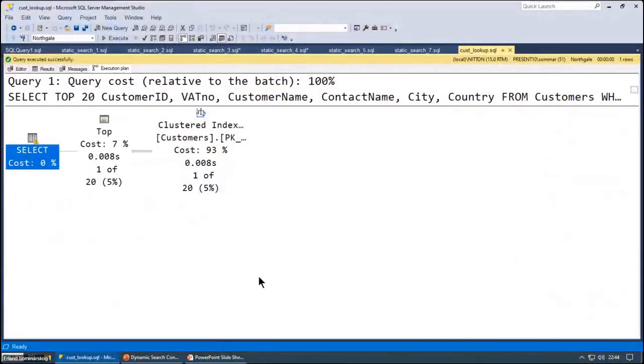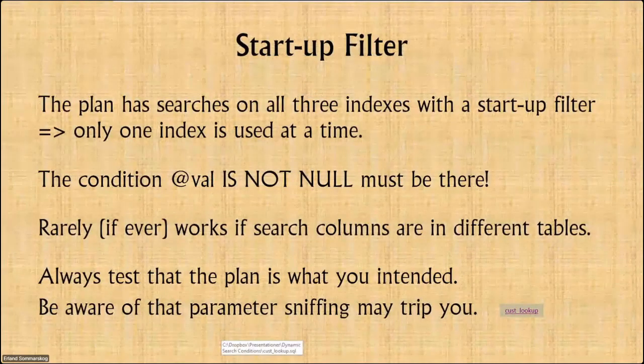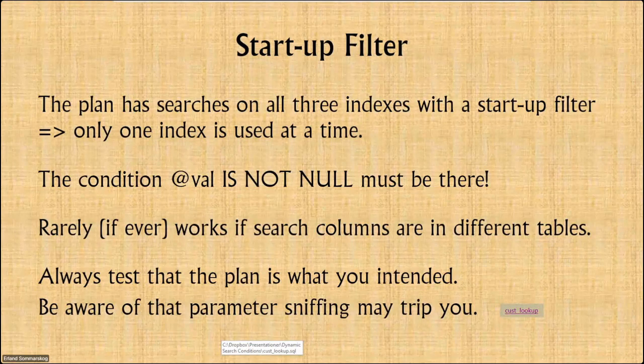So when you do this, you have to watch out. You try to try all of the input values as the sniff value, and if that doesn't work out, you might have to force or put in some hidden hint like optimize for, etc. Or of course, you can always use option recompile, but let's say you don't want to use it because you know this is going to be very frequent.